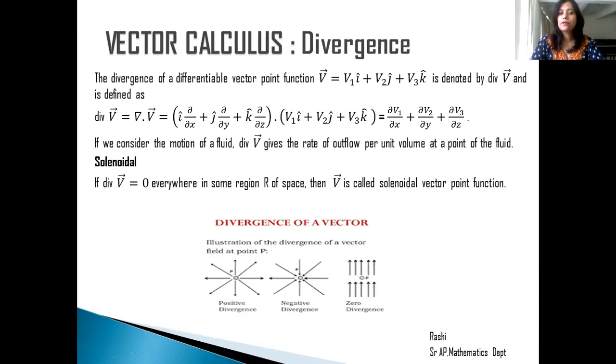Now come to a very important concept, divergence. Now what is divergence? The divergence of a differentiable vector point function v is denoted by div v, and it is defined as div v equal to del dot v, which we have already seen earlier. Now when I do the dot product, I will get this formula. This also we have discussed earlier. Now, if we consider the motion of a fluid, div v gives the rate of outflow per unit volume at a point of the field. I'll explain this to you with a diagram. Now, if the divergence of v is 0, then it is called solenoidal.